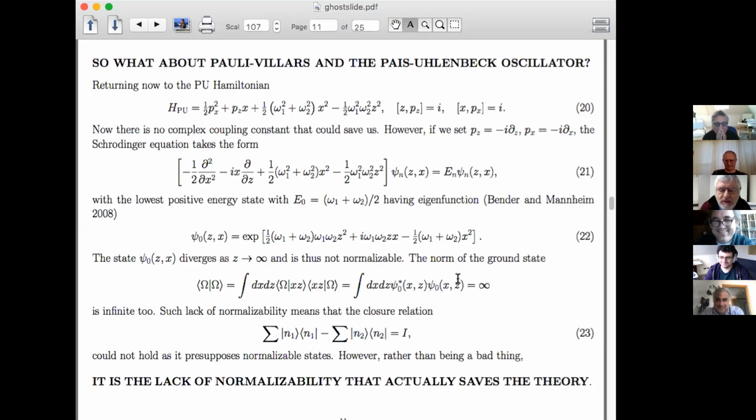And it's not normalizable. So now let's calculate the norm of the ground state. Just put in x, z intermediate states and it just becomes psi star psi, and it's infinite. So the ground state is not normalizable. And therefore the excited states aren't either. And therefore your assumption that you could use the completeness relation with the relative minus sign doesn't hold, because it presupposes that the states were normalizable. So what we discover is there's a lack of normalizability. And the surprising thing is, it is the lack of normalizability that actually saves the theory.